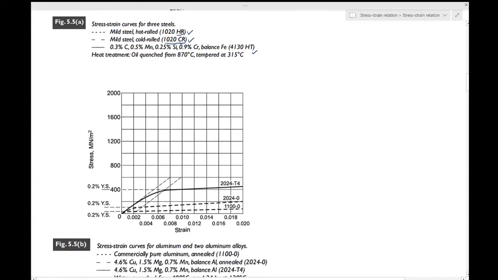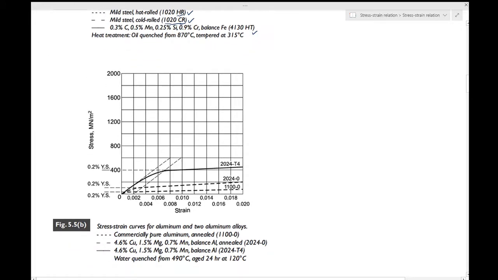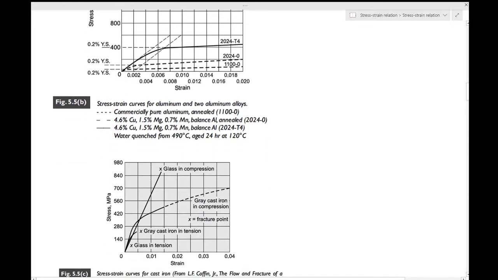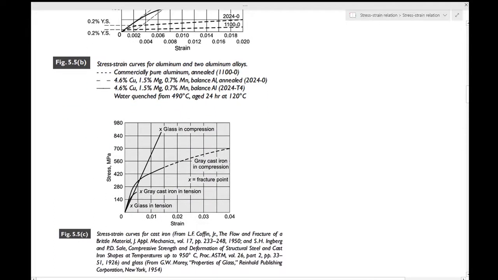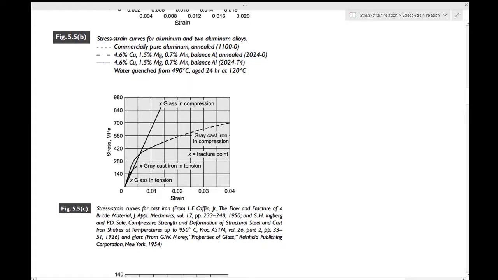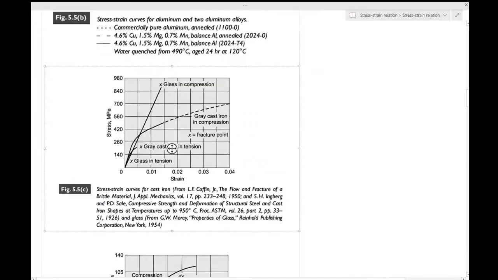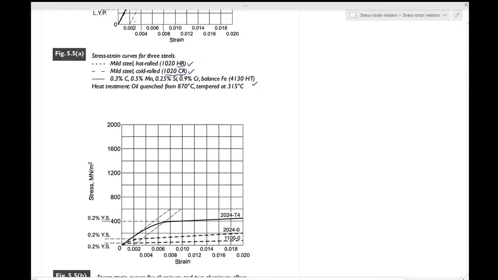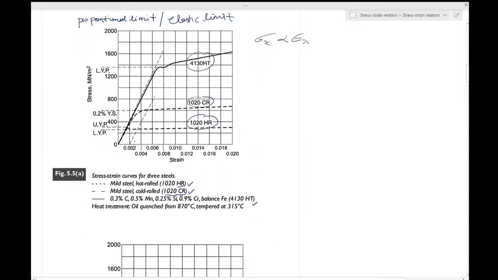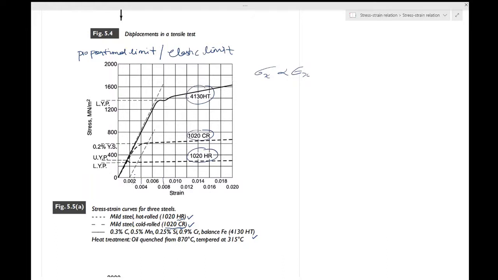So these are the steels which you have. This is the aluminum. And if you have a 5.5 C, you have it for the glass. Then you have the gray cast iron in tension and in compression, and then finally polymethyl methacrylate. So you have all these graphs, and we'll gradually discuss these one by one, so that we can define the terms which we need for our knowledge.